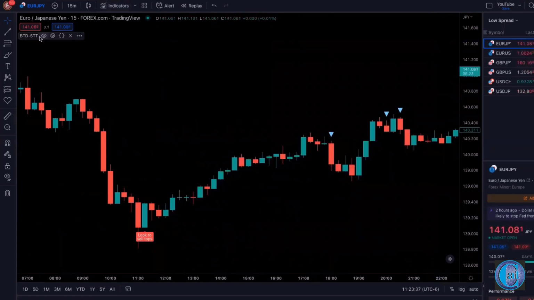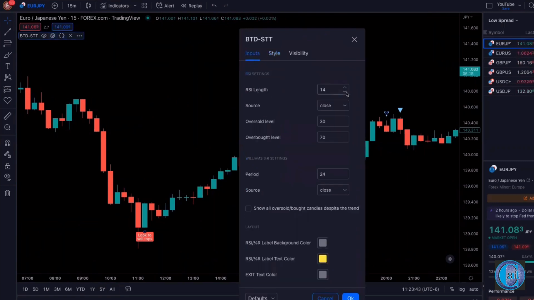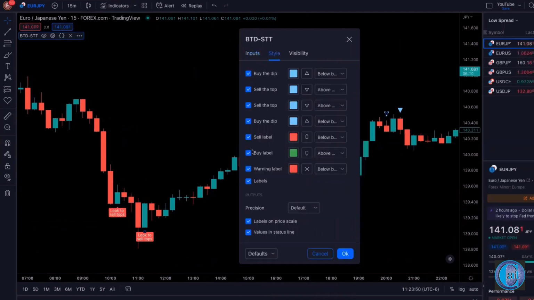So once it's set up, we're going to come over here. We're going to go into settings. In inputs, we're going to change the RSI length from 14 to 38. In style, we're going to uncheck everything except for the buy label and the sell label. So we're going to uncheck this, uncheck. We're going to leave these two on, okay?